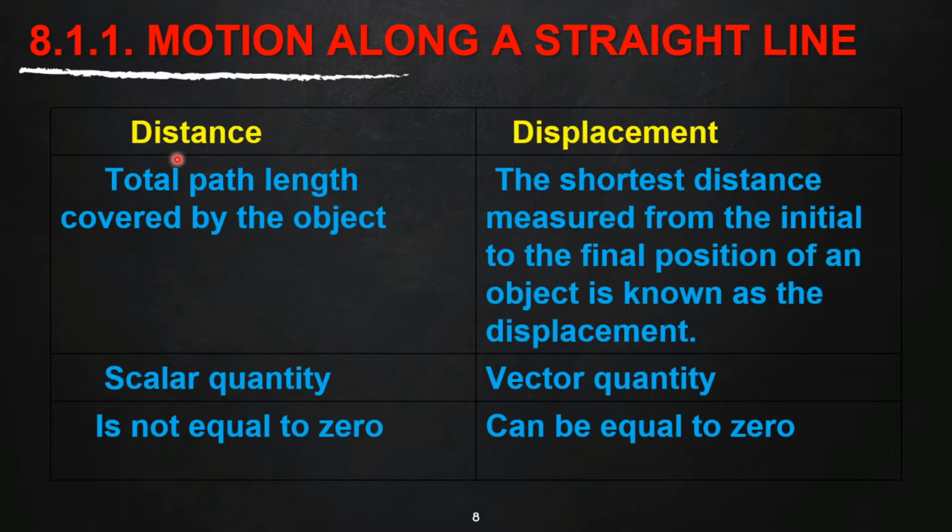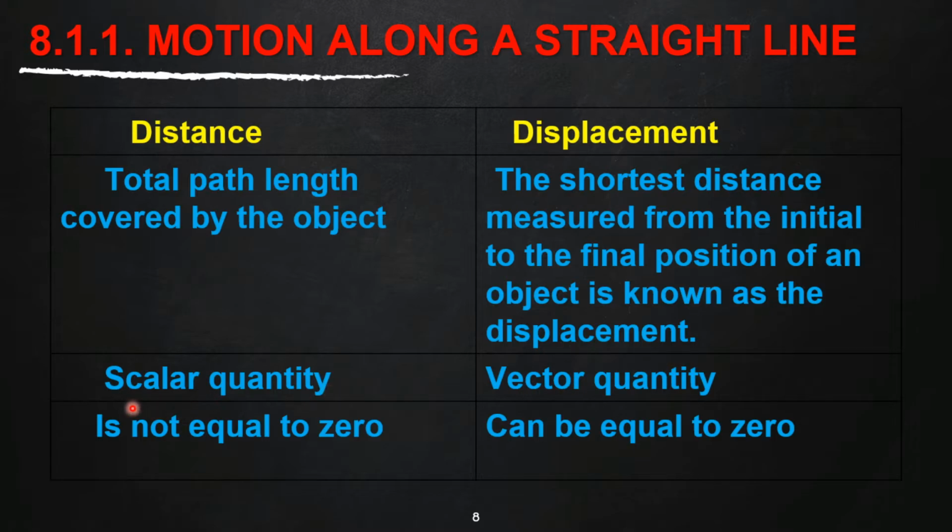Now, our next topic is the motion along a straight line. Before studying that, let us know about the distance and displacement. These are two physical quantities which we must know. Let us compare distance and displacement. Total path length covered by the object is called as distance, whereas the shortest distance measured from initial to final position of an object is known as displacement. It is the minimum distance between the initial position and the final position.